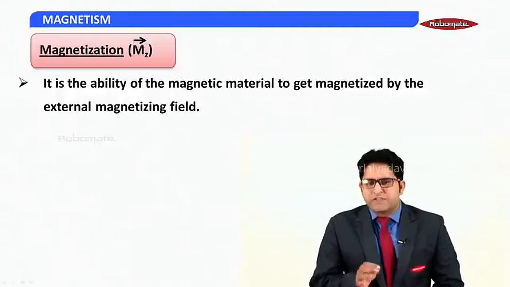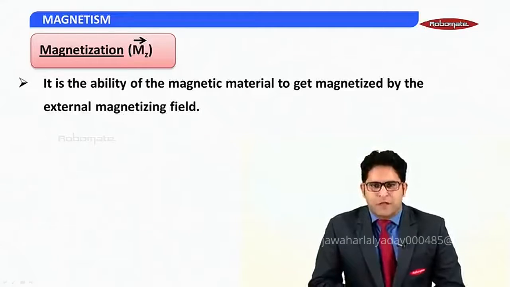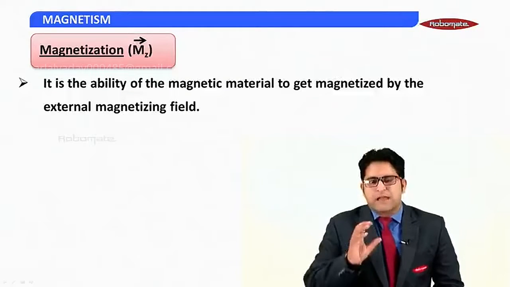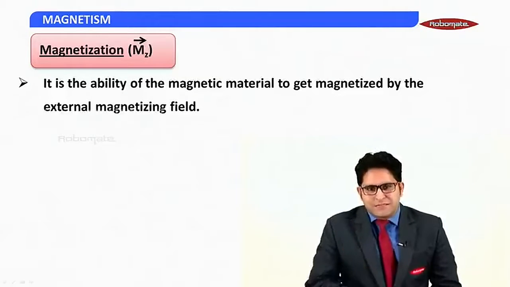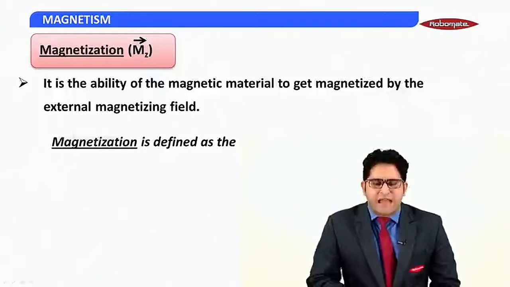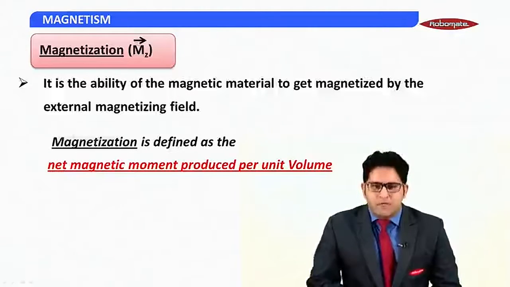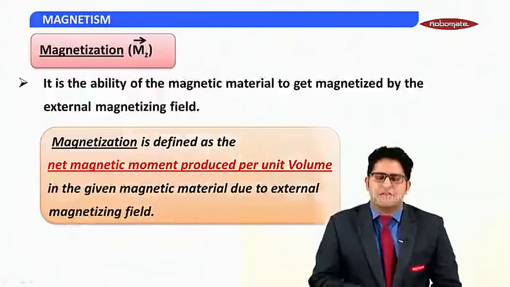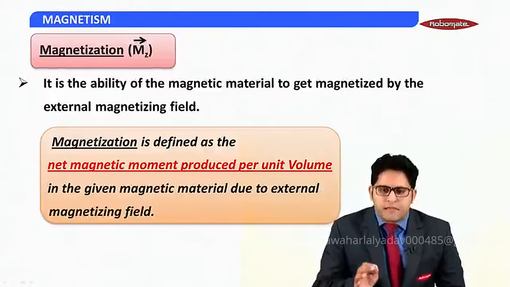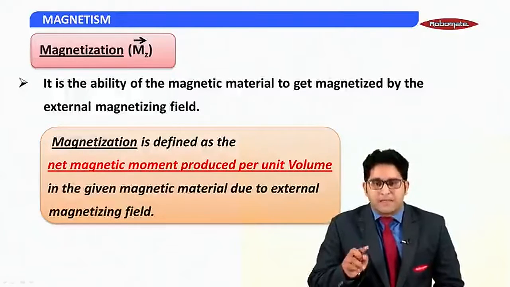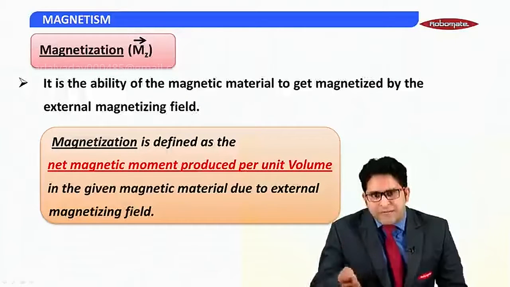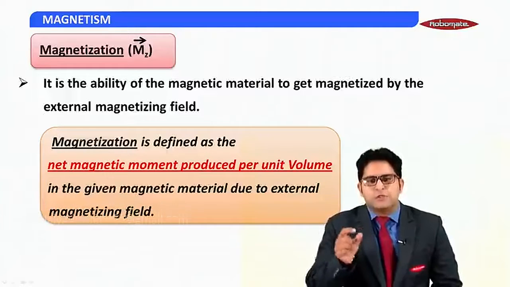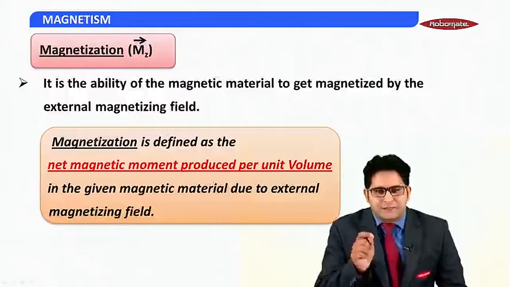Right? Now let us define this particular term called magnetization. Now what is happening over here? Here the material is getting magnetized. That means magnetization is happening inside the material, right? So magnetization is defined as the net magnetic moment produced per unit volume in the given magnetic material due to the external magnetizing field. So students, magnetization is happening inside the magnetic material. And what is the reason behind that? The reason behind that magnetization is the presence of the external magnetizing field, right?